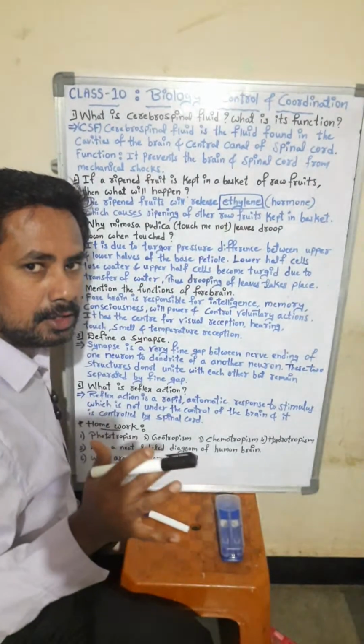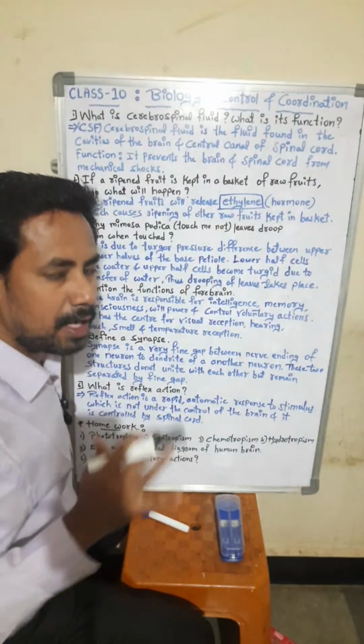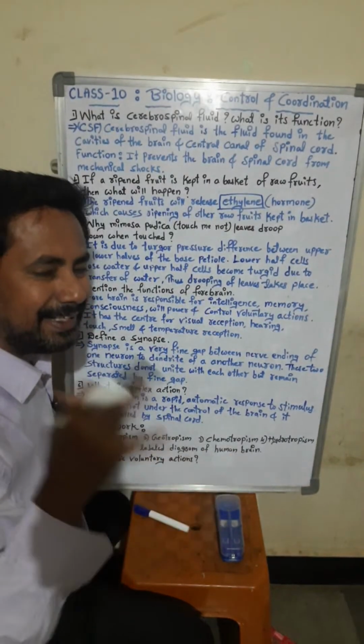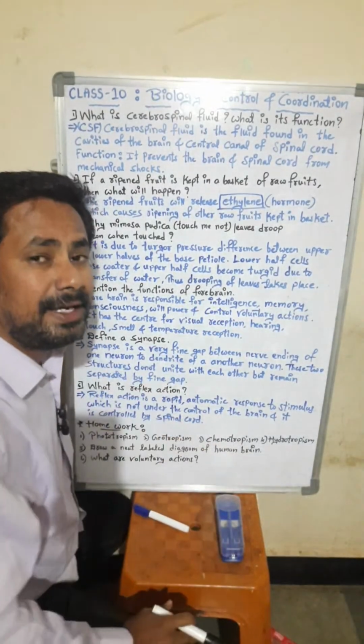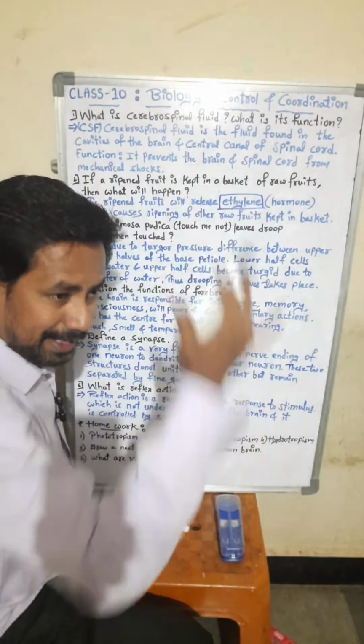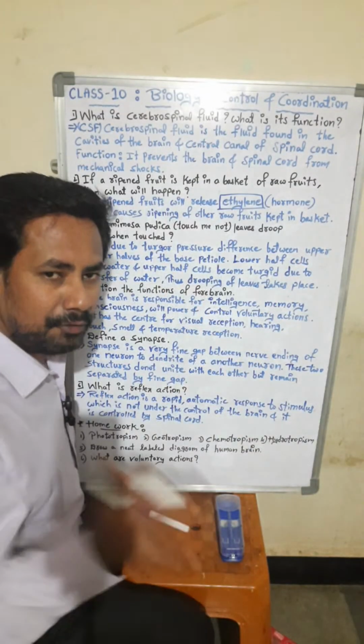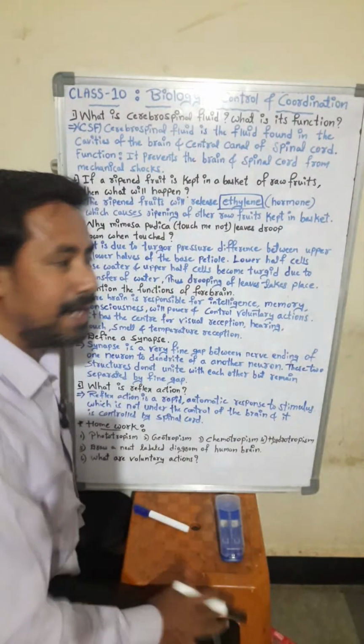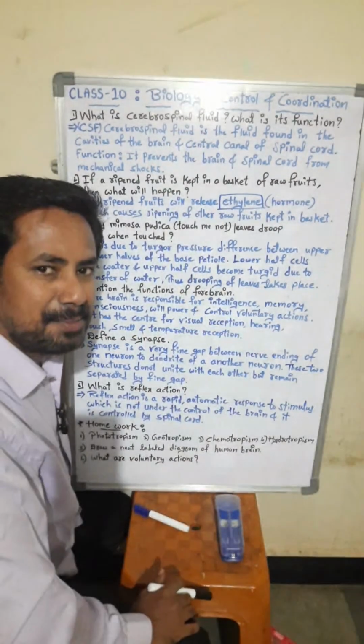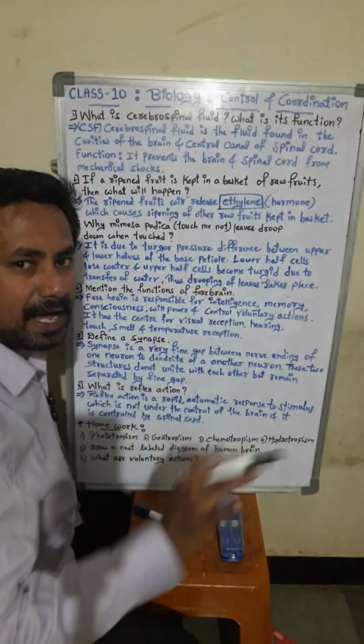Ethylene. If you cannot remember ethylene, repeat it five times in your mind: ethylene, ethylene, ethylene. Write it ten times with spelling, then it will definitely be fixed in your mind and become easy for your examination. Not only this one, any answer.